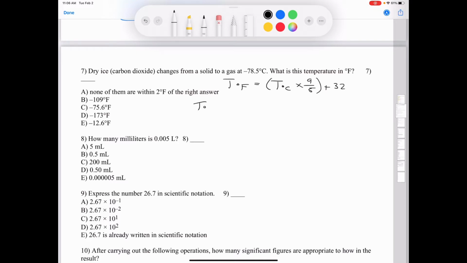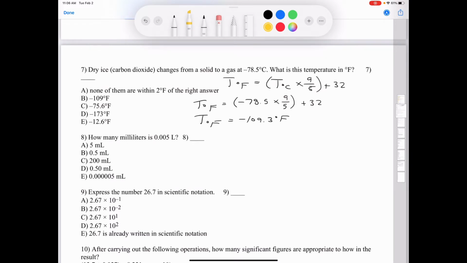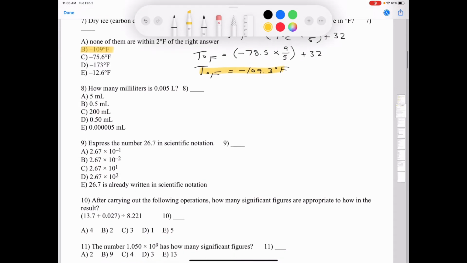So we get our temperature in degrees Fahrenheit is equal to negative 78.5 times 9/5. Oops, let me fix my number 5 there. There we go. And then we add 32 to that, and then you get the temperature in Fahrenheit is equal to negative 109.3 degrees Fahrenheit. Okay, there we go. So close enough. That's the closest answer. All right, well, let's take a look at number 8.